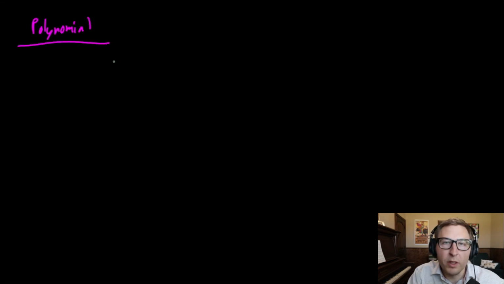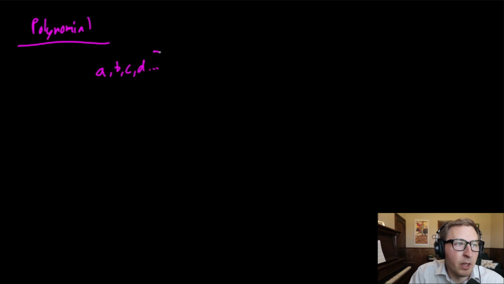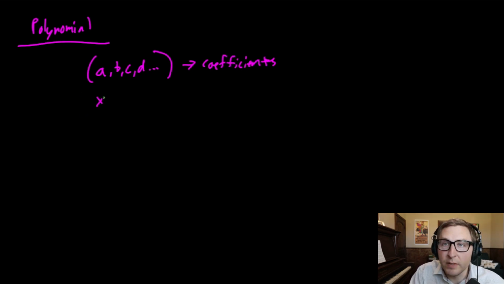Okay, so a polynomial is nothing more than basically a variable. So we're going to have some sort of coefficient here. I'm going to call them A, B, C, D, and so on. And these are going to represent our coefficients. And then we're also going to have an X variable here. And the X variable is going to be raised to some sort of power n. So quite simple, just like you learned in high school.